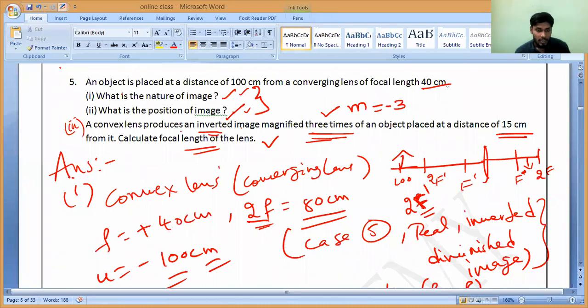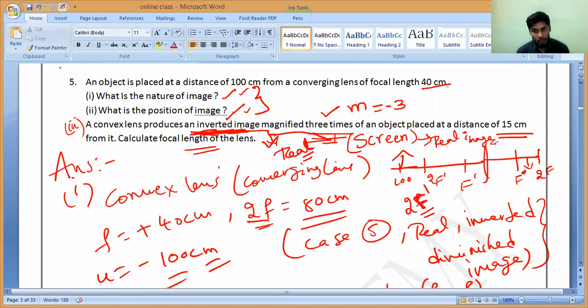Those who are not understanding, Arvind, do you understand? Yes, sir. Inverted indicates what? Inverted indicates real image. Remember, few times they will say the word screen. Whenever you see the word screen, then also it is a real image only, because a real image is only possible to project on a screen.